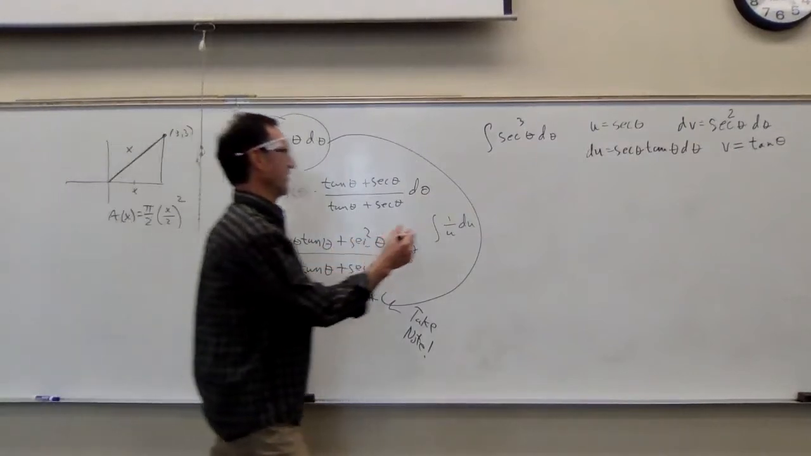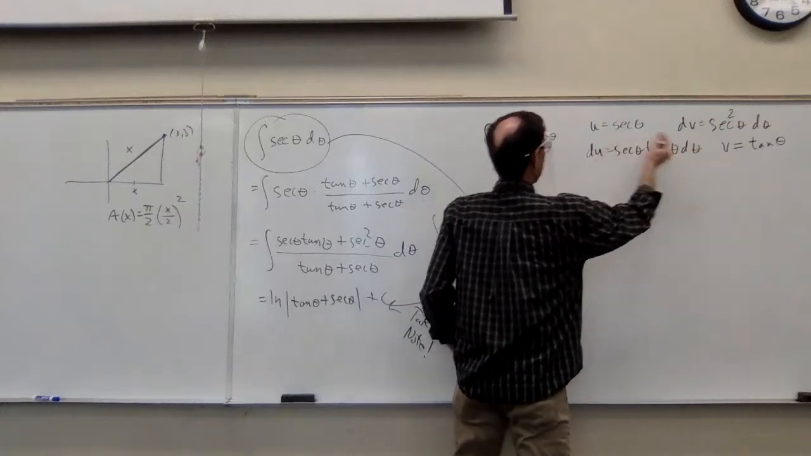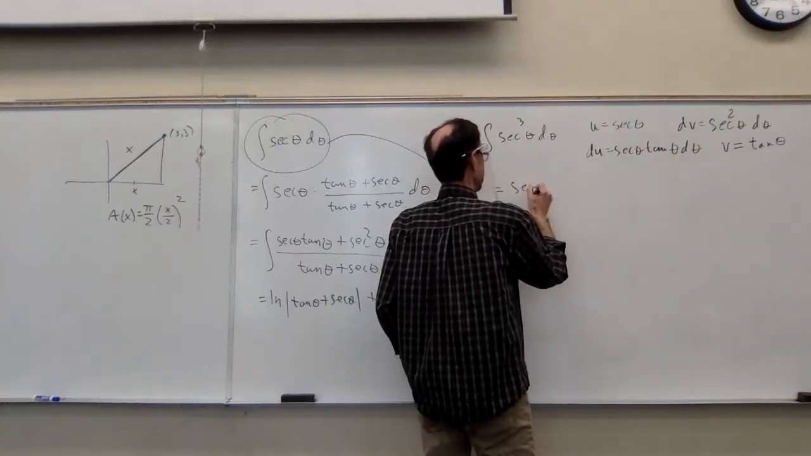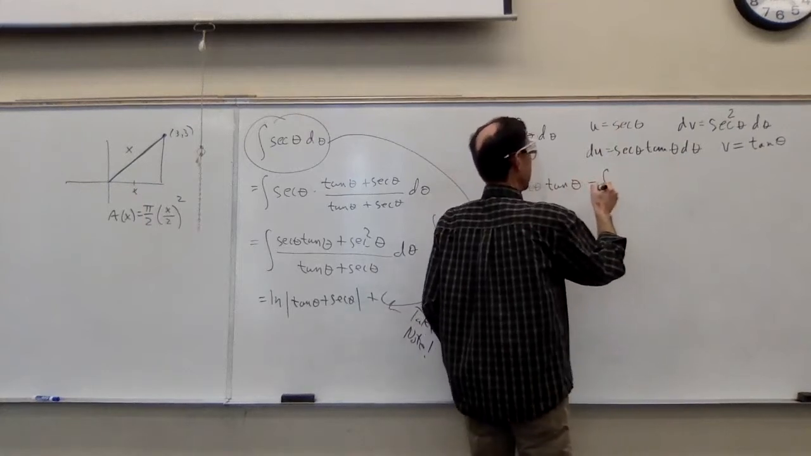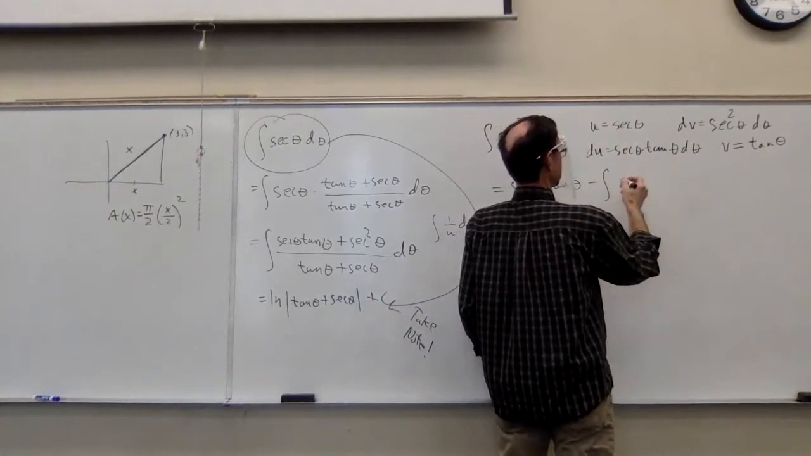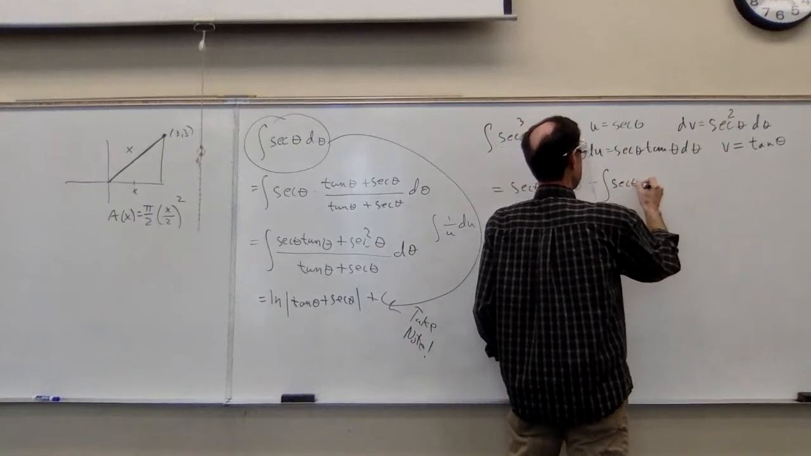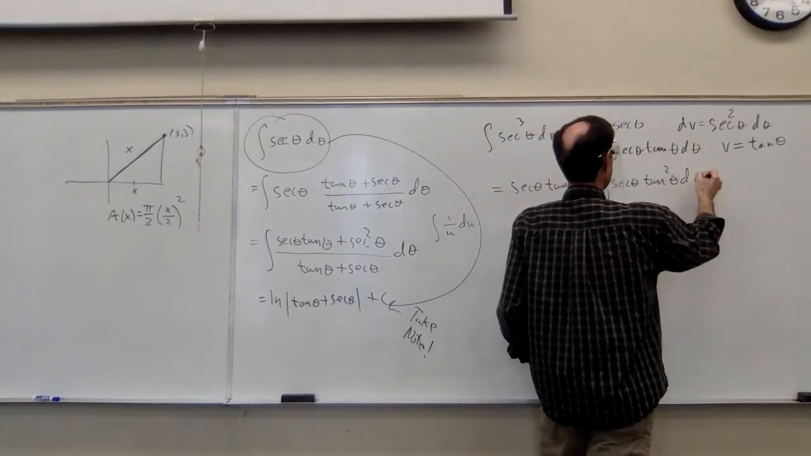Okay? So we remember our by-parts formula: uv, tangent theta secant theta, in some order, minus the integral, the trade-off integral, v du, which is secant theta tangent squared theta d theta.